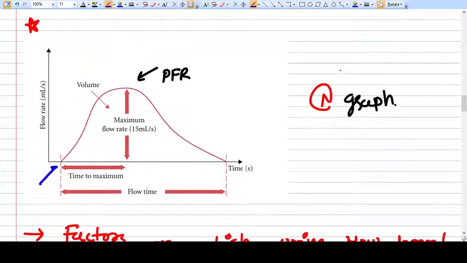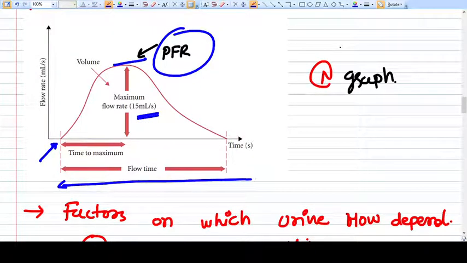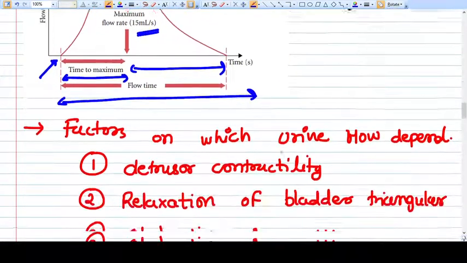See here, it is time to start. The urine comes out into the jug, and the flow rate increases suddenly. And here is the maximum flow rate, also called peak flow rate, that we consider as 15 ml per second. Then it comes down gradually with time. This whole time is the flow time, this is the time to maximum, and this is another time. So this is how we measure the graph.